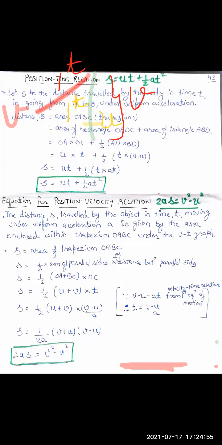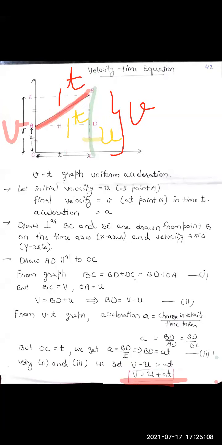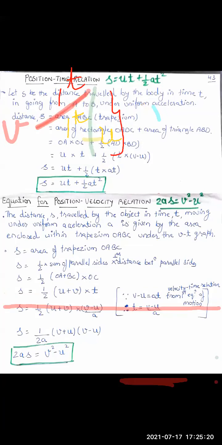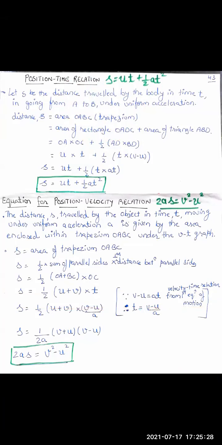Now we are proceeding towards the derivation of the second equation of motion, which is known as the position time relation. For this derivation, firstly, you have to do till equation number 2. Till here, it will remain common. After equation number 2, you will switch to the next part, that is this part. This is the position time relation, and the equation we are deriving is S equals ut plus half at square.